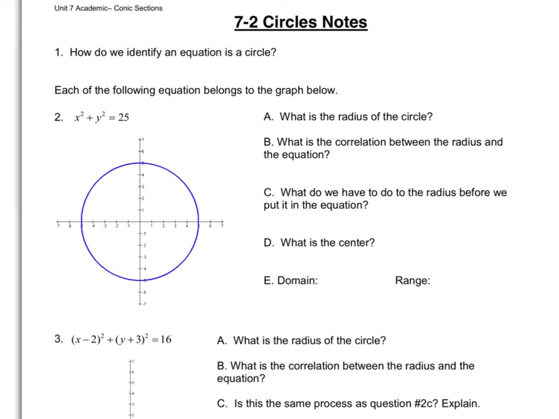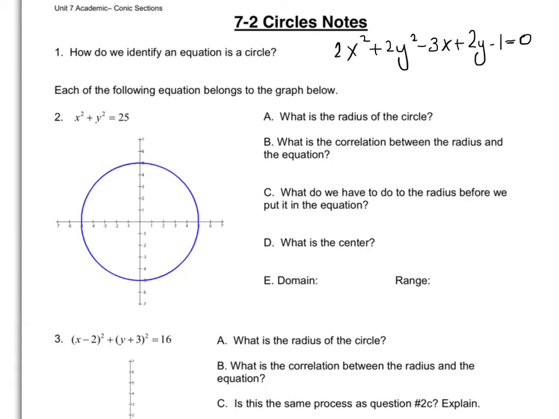So let's start on number 1. How do we identify an equation is a circle? Now to do that, if for example I give you something like this, 2x squared plus 2y squared minus 3x plus 2y minus 1 is equal to 0. Now by looking at this equation, you'll see that there is an x squared and a y squared, and they're being added, so this is a closed shape.